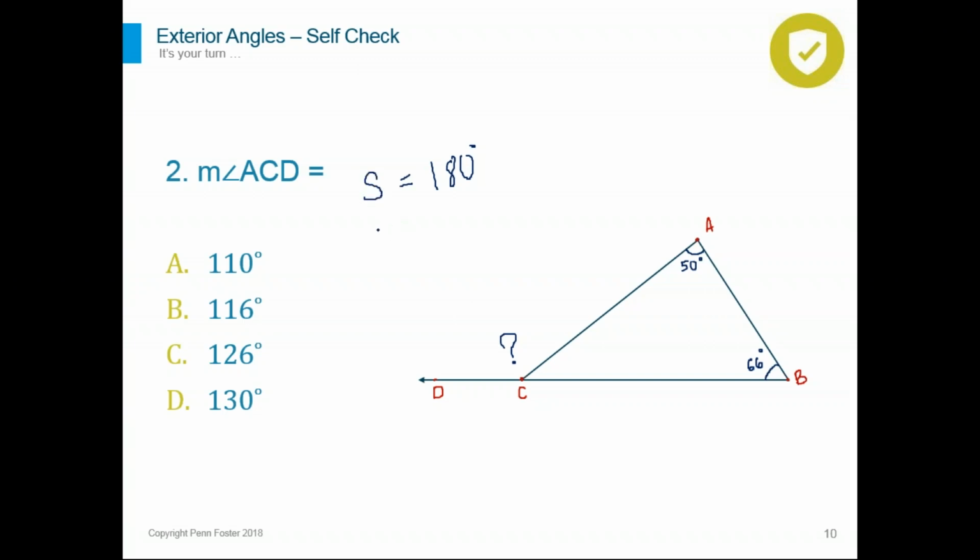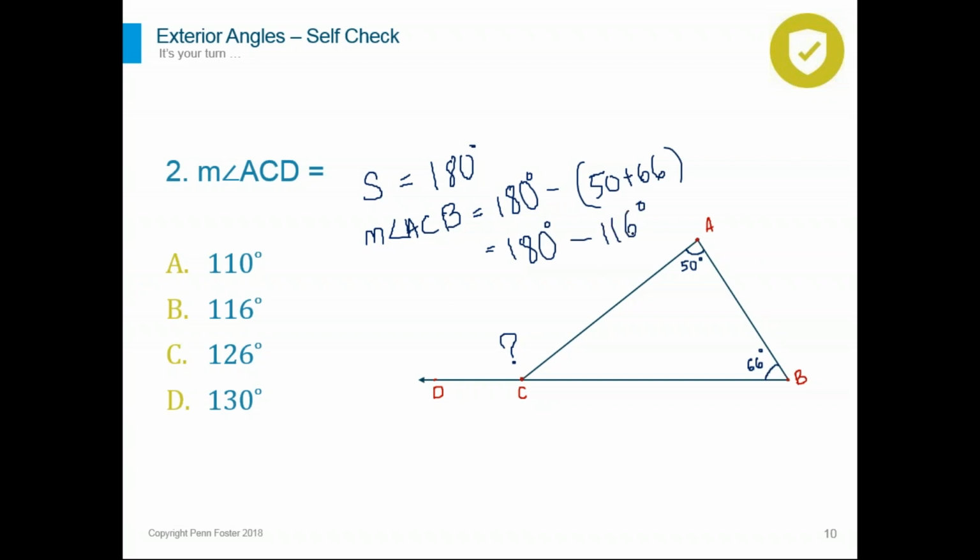So if I'm able to find the measure of angle ACB by subtracting 180 minus the sum of the other two known angles, so that is 50 plus 66, that will give me 180 minus the sum, which is 116 degrees, so that is 64 degrees, and this is for the interior angle, but this is not our question.